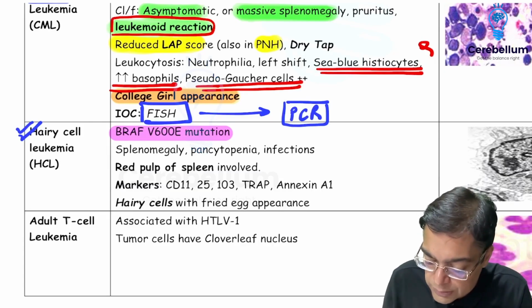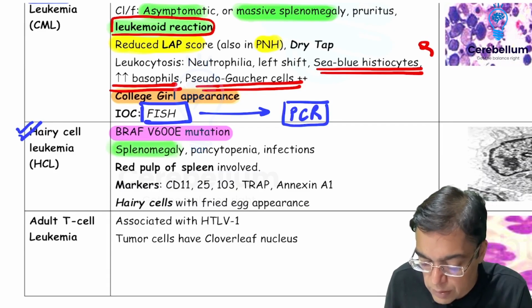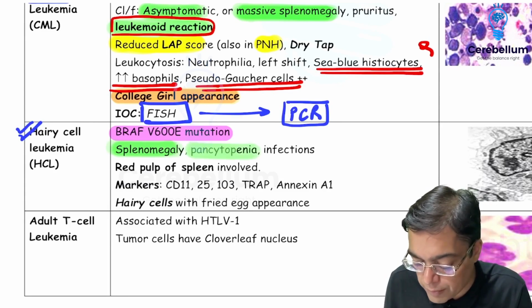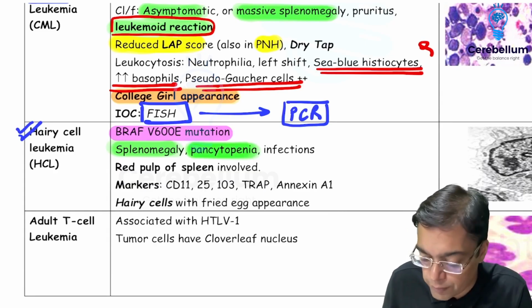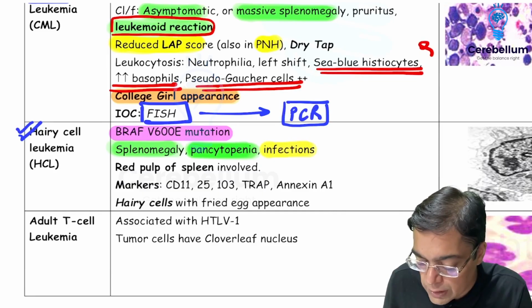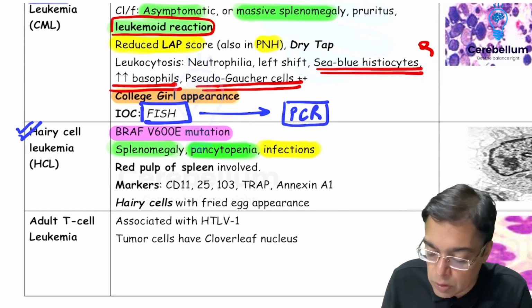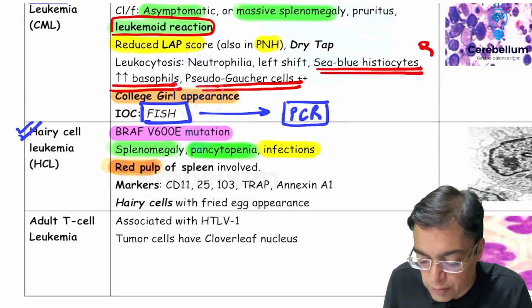It is also a condition in which the patients are going to be having massive splenomegaly, just like CML. But the difference is, in case of hairy cell leukemia, patients are going to be having pancytopenia. These patients are always at higher risk for suffering from infections, for example, infections caused by atypical mycobacteria. This condition is special because, unlike other conditions, in hairy cell leukemia you get predominant involvement of the red pulp of the spleen.